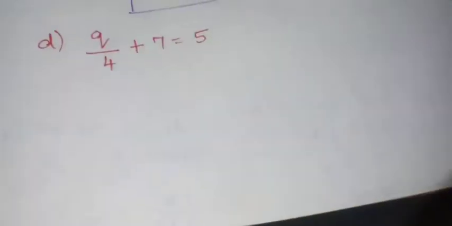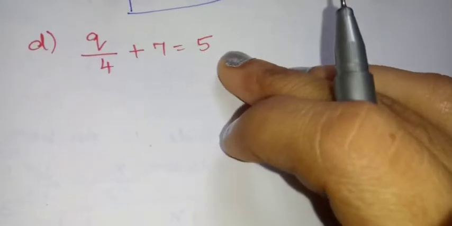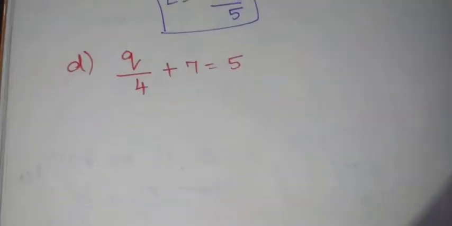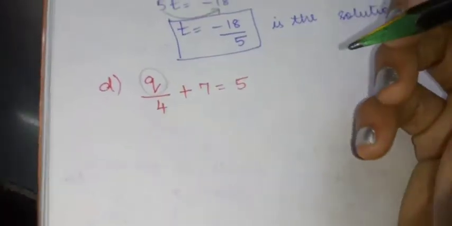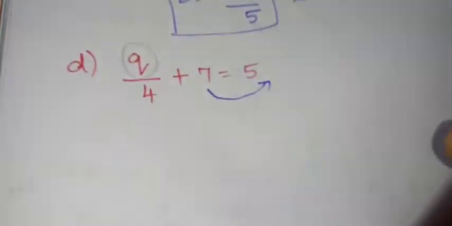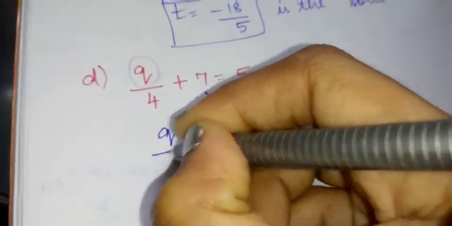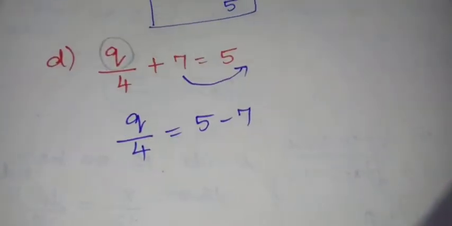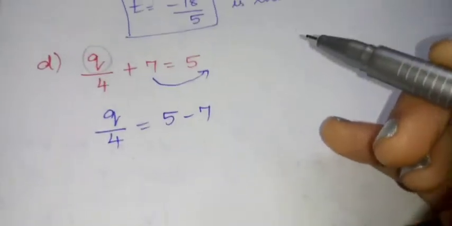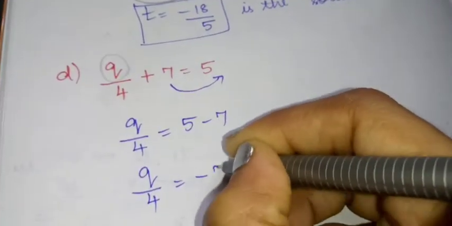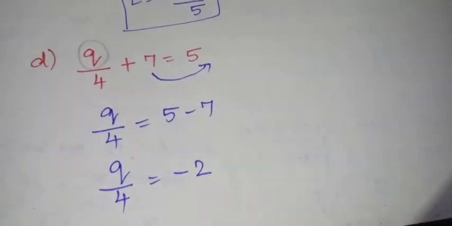Okay, D. q by 4 plus 7 is equal to 5. So what is the question? q by 4 plus 7 is equal to 5. What do you have to find now? You should find the value of q, right? So we can shift this 7 to the other side. So q by 4 equals 5 minus 7. Is it correct? Because plus 7 goes, it becomes minus 7. So q by 4 is equal to minus 2.